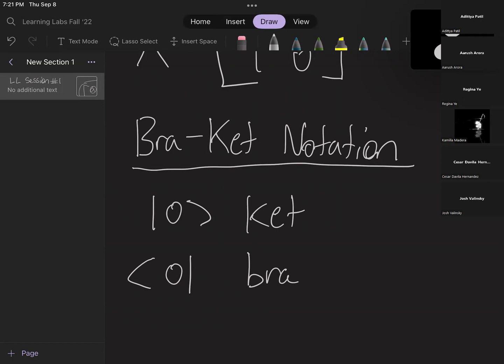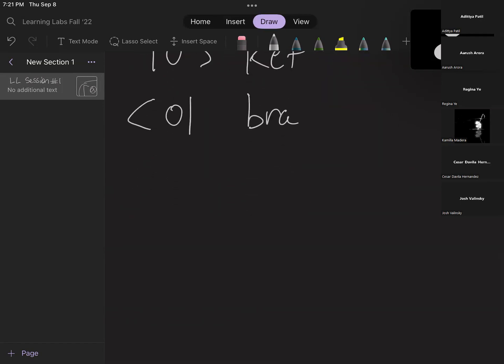Okay, I don't think so. We'll go over complex numbers then, because that also has to do with ket notation. So, with quantum states, now we're actually getting into the quantum area.